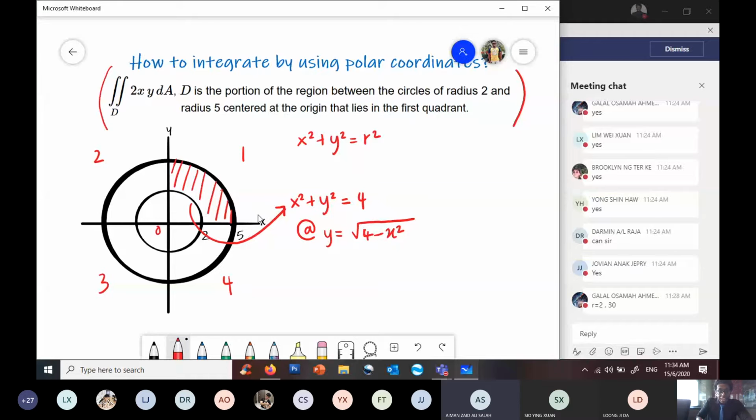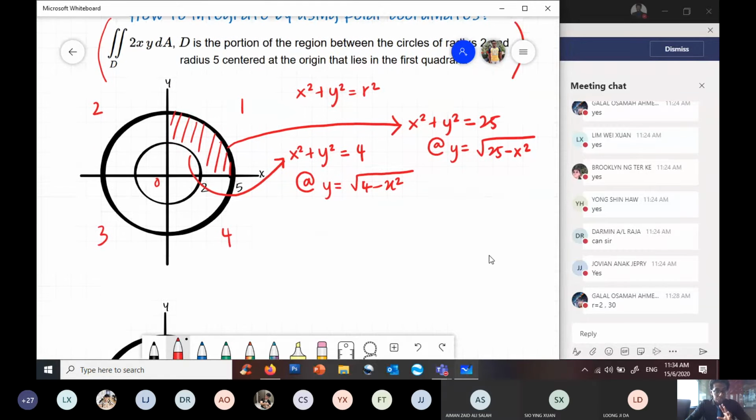As for the outer circle, it is going to be x squared plus y squared is equal to r squared. The r here is 5, the radius is 5, so r squared is 25. Or again, I can purposely rewrite it if I want to. Y is equal to square root of 25 minus x squared. So this is how I would do it by using x and y if I don't even know that polar coordinates exist. But let's look, what is the problem when you do it this way?